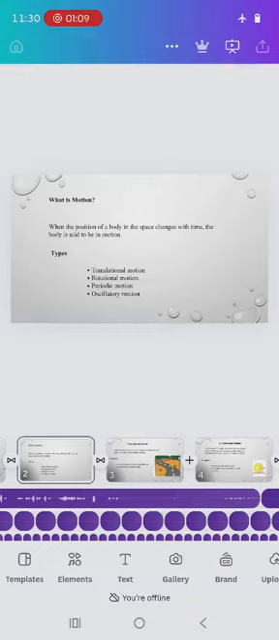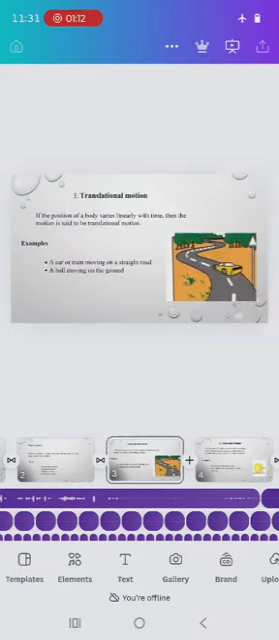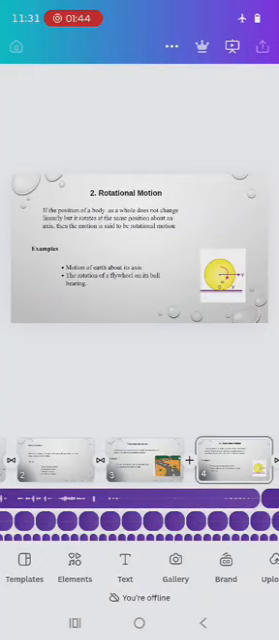First, I discuss translation motion. What is translation motion? If the position of a body varies linearly with the time, then the motion is said to be translation motion. This image represents an example of translation motion: a car or train moving on a straight road. The next example is a ball moving on the ground. The next one is rotational motion.